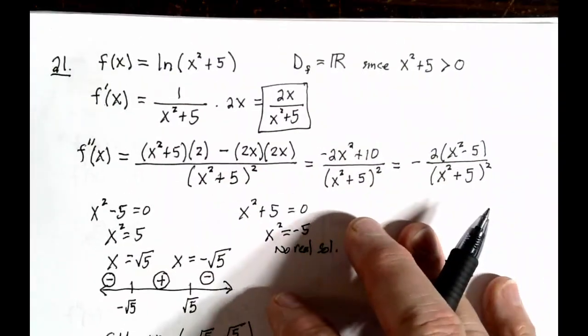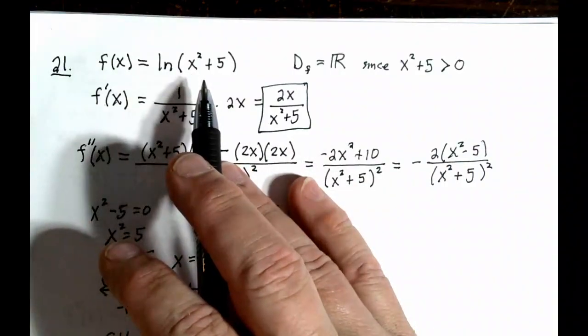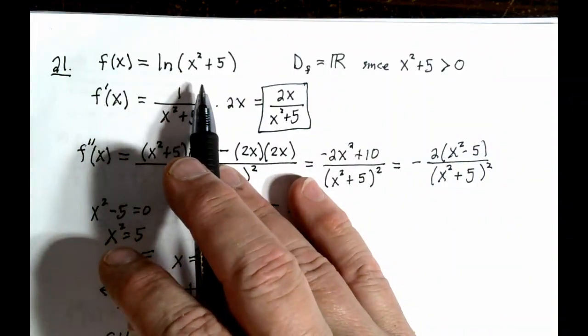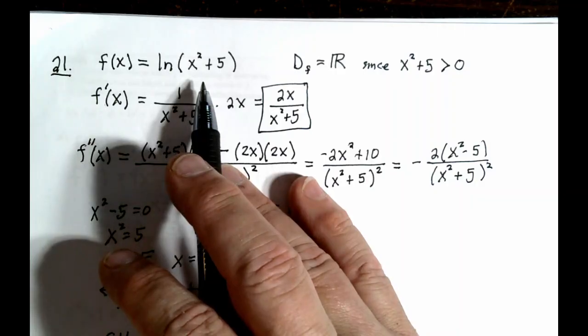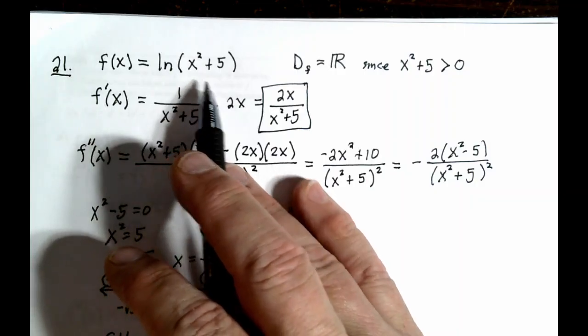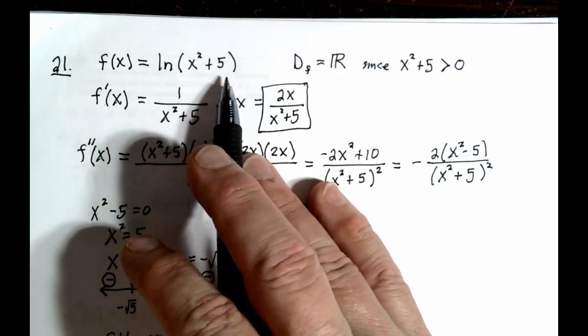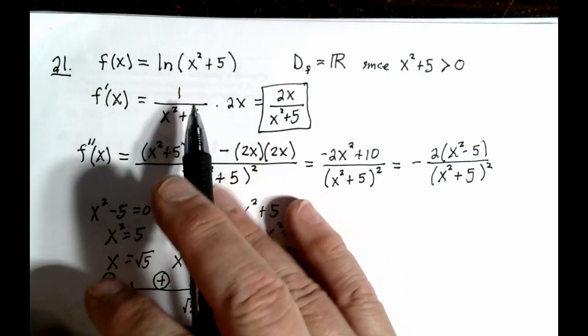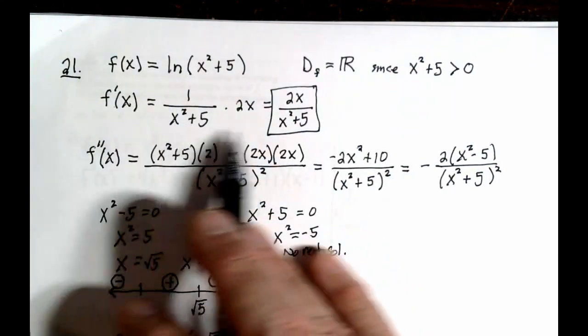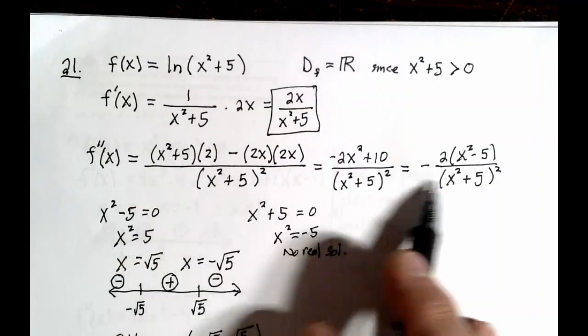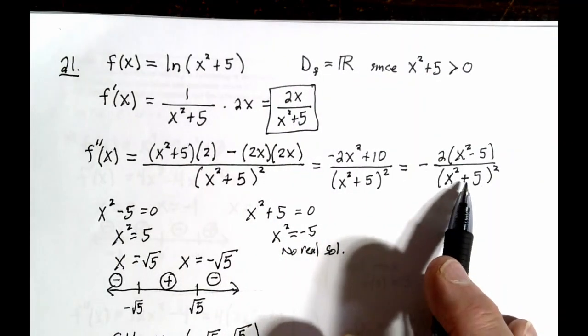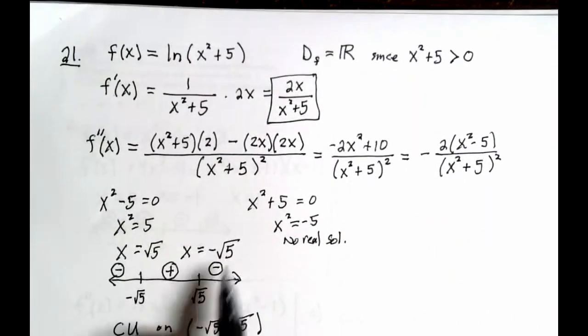21, remember the domain for natural log has to be positive, so you're looking for x values that give you positive for x squared plus 5, but x squared plus 5 is always positive, so your domain for this guy is everything. You take the first derivative and you get this. You take the second derivative and you simplify it and you get that in its factored form.